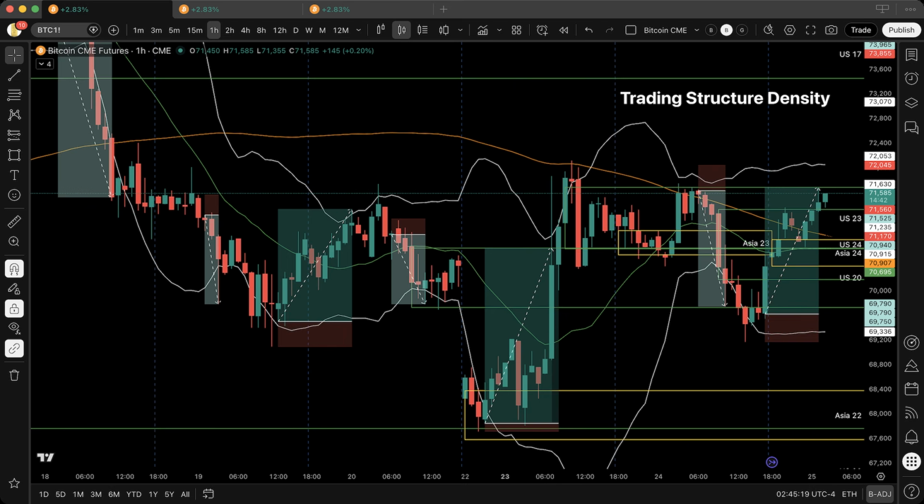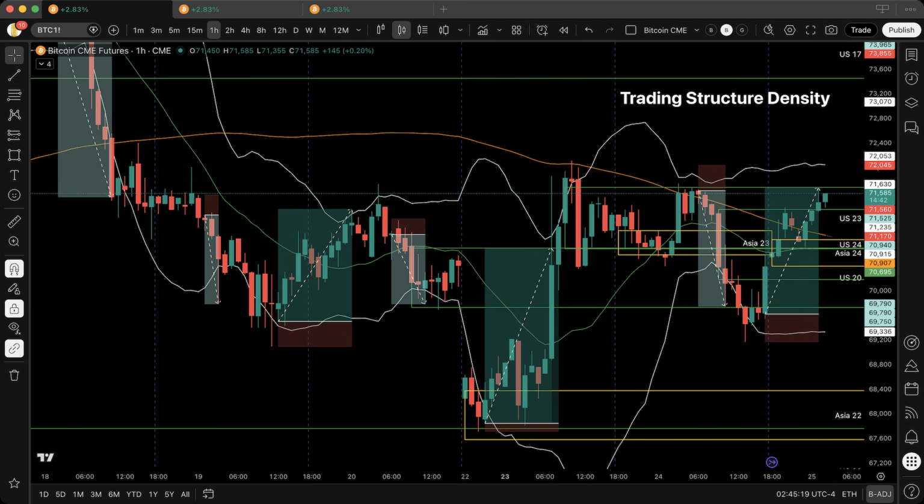Now define the scenarios. First scenario. Price holds above the upper boundary of the March 23rd US session. Not just touches, not just wicks, but holds. If that happens, structure transitions into expansion. Distance increases. Continuation becomes valid.